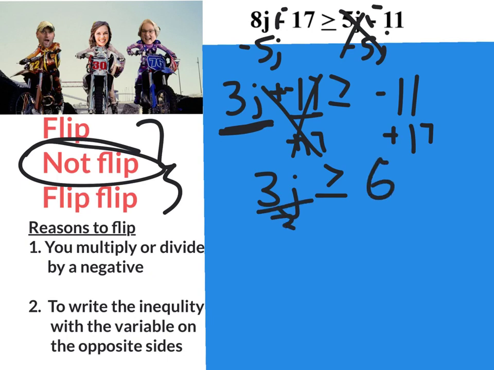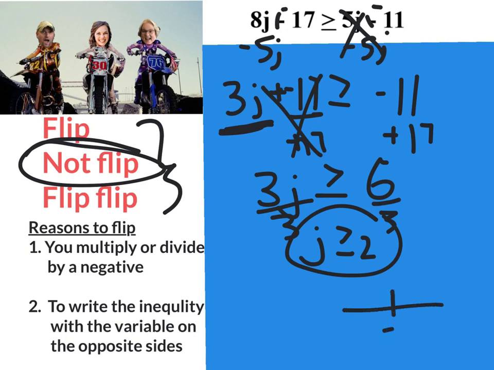I divide by 3, and I get j is greater than or equal to 2. Did not have to flip anything. Again, at 2 on a number line, it would be filled in because of this underline right here, and everything to the right of it works also. So 2 works, and 2.5, and 3, and 3.77, and 4 and 1/13, and 745. They all work. Anything to the right of 2 works, and this time 2 works also.